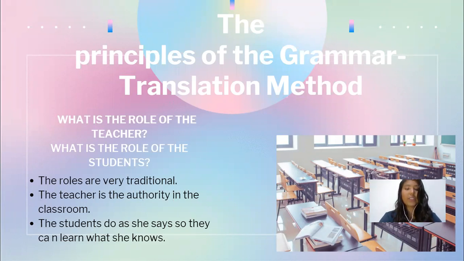The first one is, what is the role of the teacher and what is the role of the students? In the grammar translation method, the roles are very traditional. The teacher is the authority in the classroom. The students do as she or he says. They learn how they teach. Most of the interaction in the classroom is from the teacher to the students. There is little student initiation. It means that there is little student interaction.